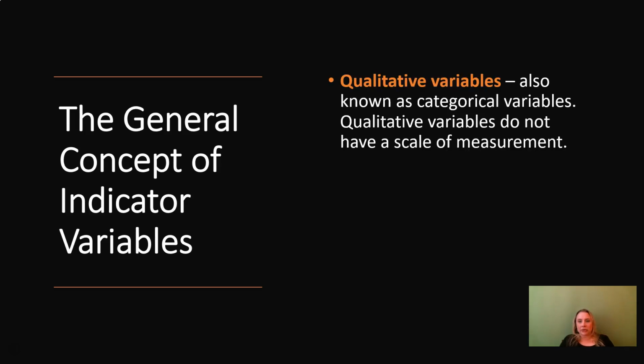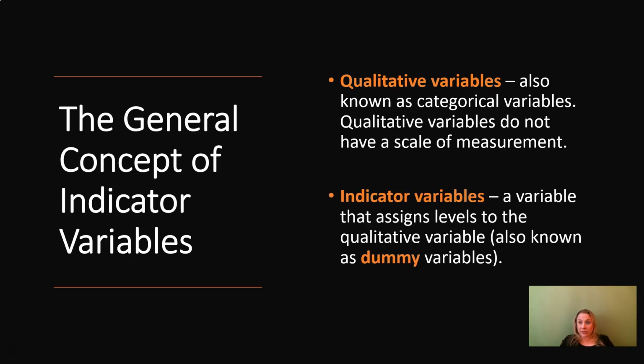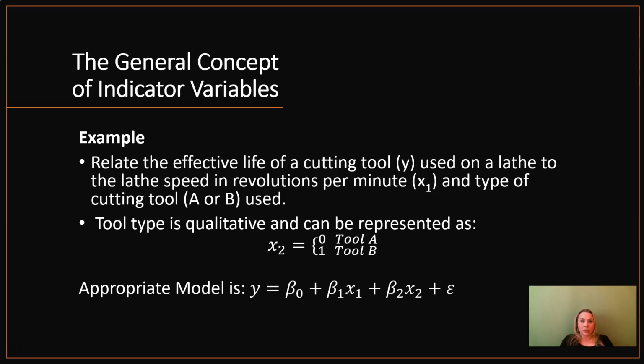So indicator variables are a very special type of qualitative variable. Qualitative variables can be coded numerically, but the numbers are only there to place the observations into different groups and don't play a role in the regression algorithm itself. An indicator variable, also known as a dummy variable, puts each level of the qualitative variable into a separate variable, where 1 indicates that the trait is present and a 0 indicates that the trait is missing for that observation.